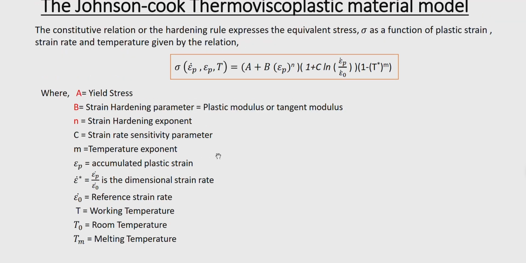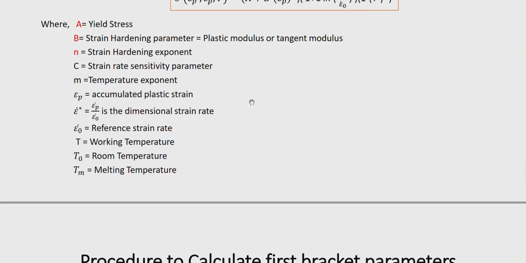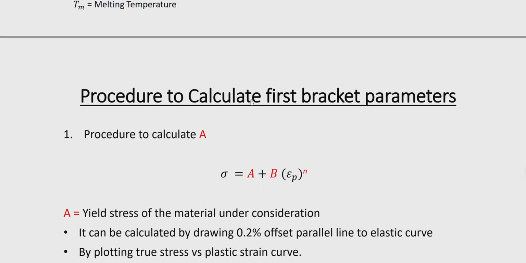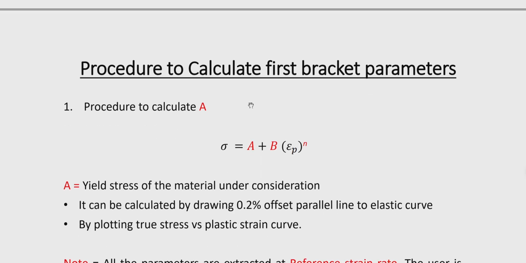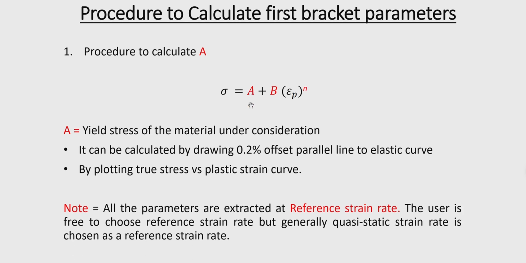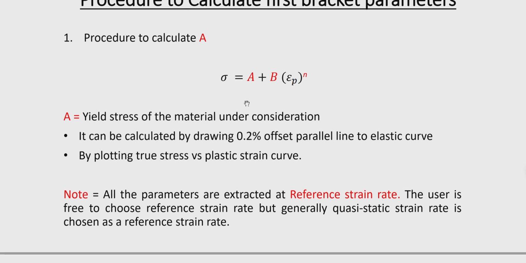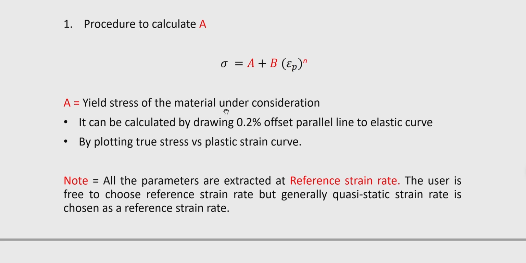Now, we will calculate all these parameters A, B, N, C and M in this video. First of all, we will calculate the parameters in the first bracket, that is, the strain hardening term. So, let us move into the procedure to calculate the first bracket parameters, which are A, B and N. For example, first we will calculate A.